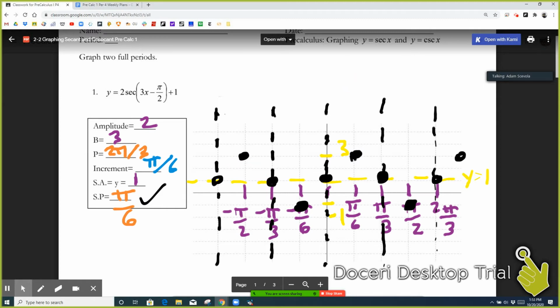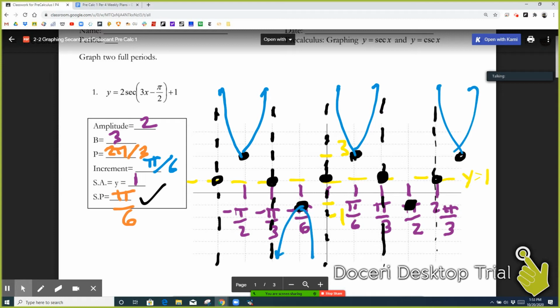So where these numbers are decreasing, getting closer to 0, if we're doing the reciprocal, they're actually going to approach infinity. So what you do is, for every maximum, you draw sort of an upward facing parabola. And for every minimum, you draw a downward one. And that's how you graph secant.